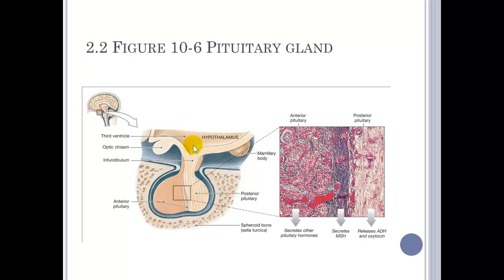And this is the hypothalamus, and this is the pituitary gland here. Remember that the posterior pituitary secretes 2 hormones. That would be oxytocin and ADH. This is a real picture of it here.